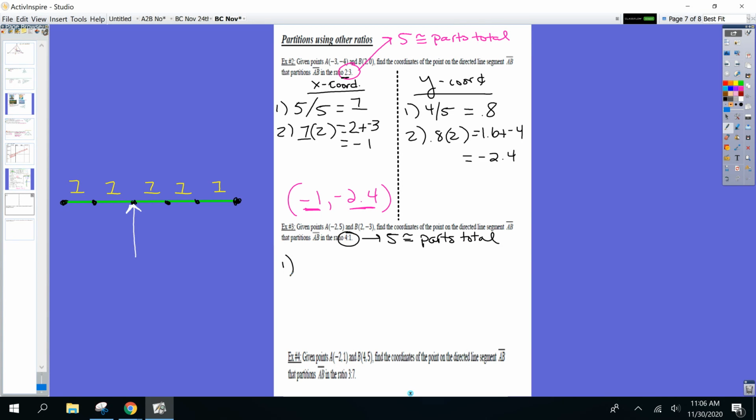So on the x-axis, I'm going from -2 to 2. So if I think in my head, -2 to 2, that's 4 units total, divided evenly by 5. That means I'm going to go 0.8 every time. How many times are you going to go 0.8 units? Look at the ratio. 4 times on the left, 4 times. So 0.8. Notice now multiplying it by 4.